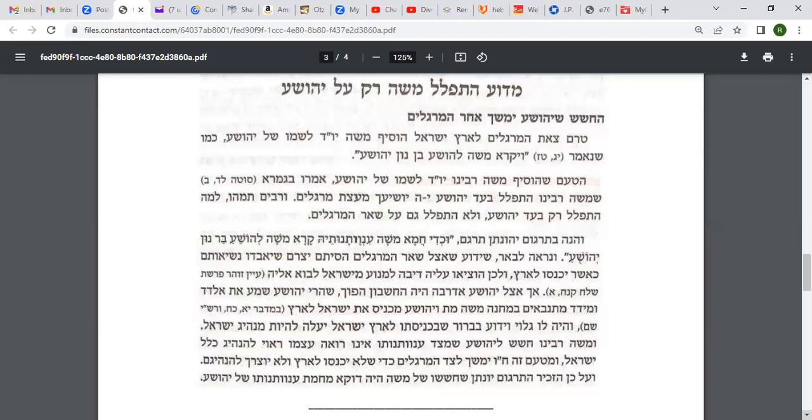Moshe added a Yud to Yehoshua's name. Moshe added a Yud to Hoshea's name, changing his name to Yehoshua, like it's written, Vayikra Moshe LeHoshea ben Nun Yehoshua. Okay. Why did Moshe Rabbeinu add this Yud to Yehoshua's name? Why did he give him this Yud? So he says, the Gemara says in Sota, that Moshe Rabbeinu davened for Yehoshua.